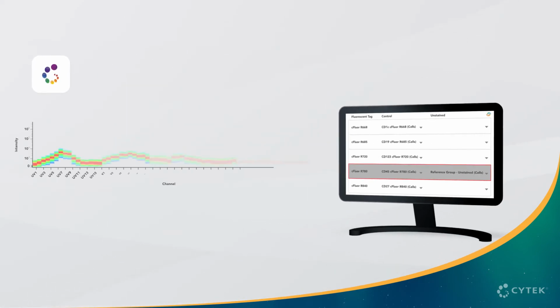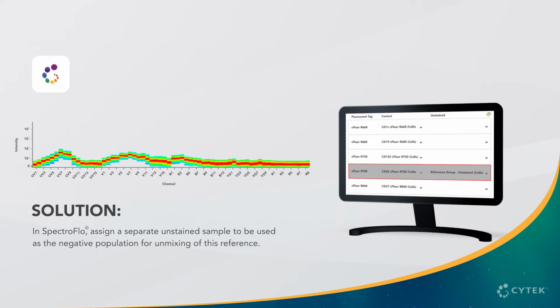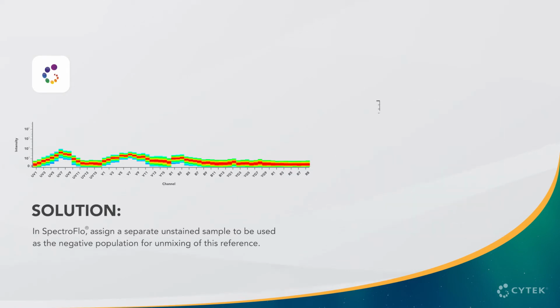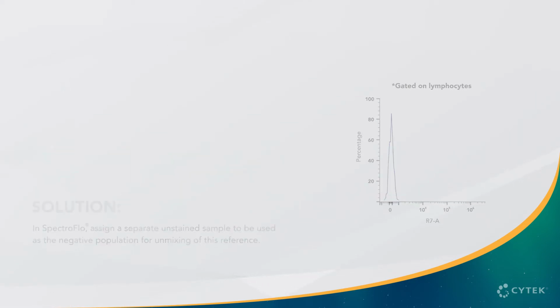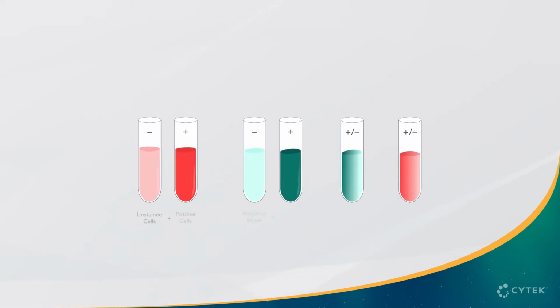As you can see here, in the software we have selected an unstained sample made from the same cells to serve as the negative control population. This feature can be used in a number of ways to offer flexibility when creating reference controls. Here are some examples of positive and negative particle combinations that should or should not be used together.